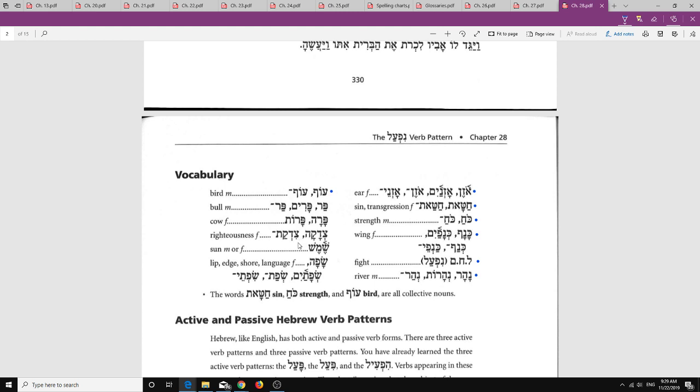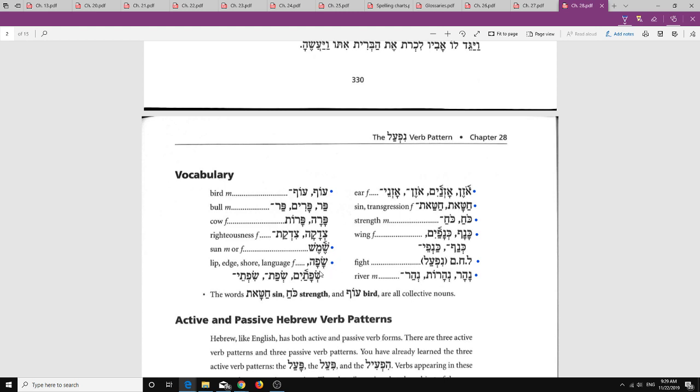Tzedakah, tzedakah, tzedakah means righteousness. Shemesh means sun. I think this is a rather fun word, and just because it's fun, it's easy for me to remember. Shemesh.